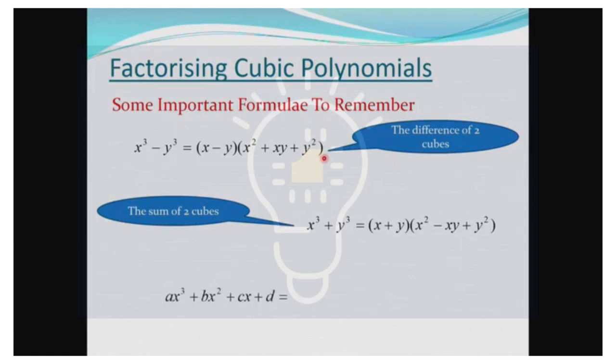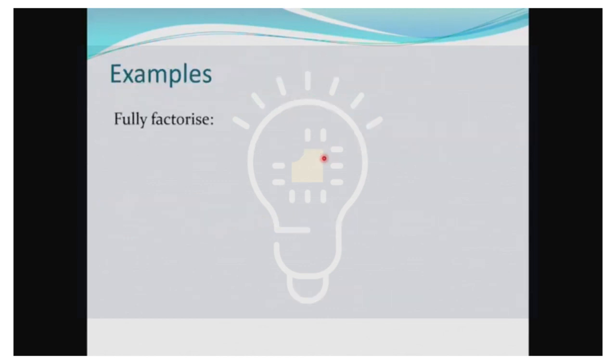All the terms are there. How do we easily factorize it? That is an expression. If you can write it in that expression, then it becomes easier for you to factorize it further. Now let's look at these examples. It says there, fully factorize.